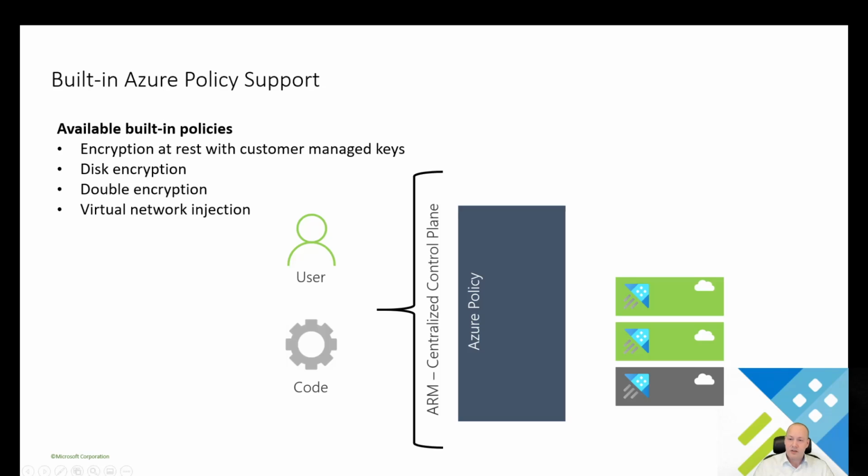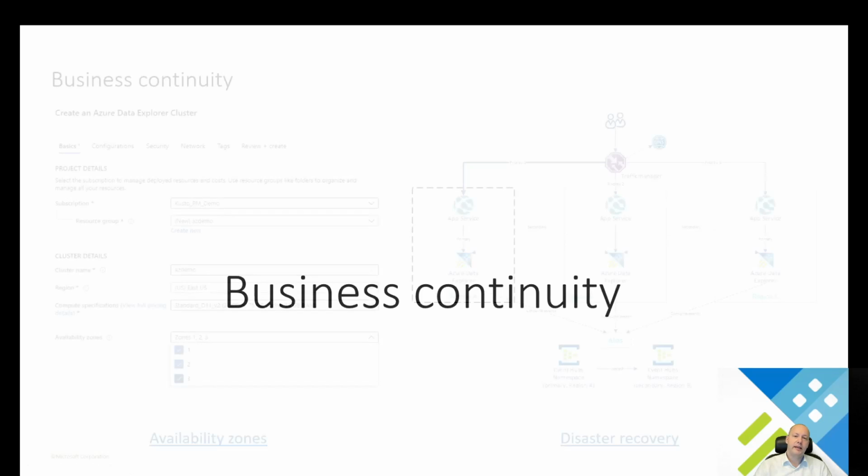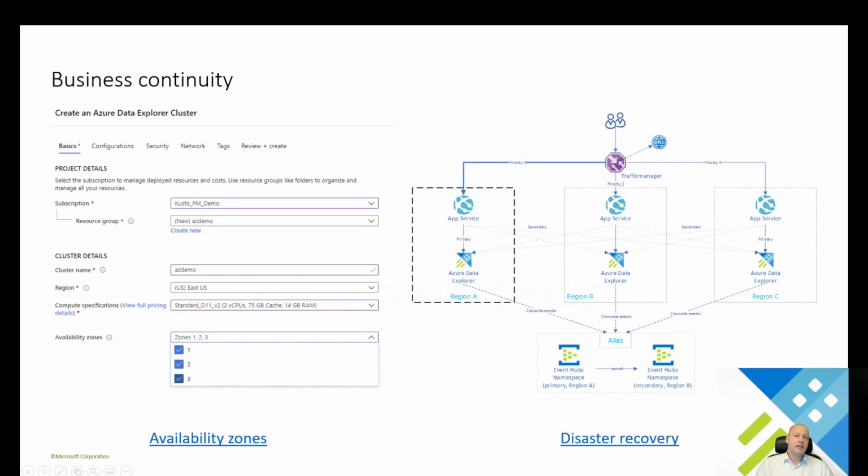Let's talk about the next topic, which is business continuity. The last agenda item of today's webinar talks about the mechanisms to increase the availability of your business in the face of a disruption, such as an outage of an Azure availability zone or a true disaster, like the outage of an entire Azure region.